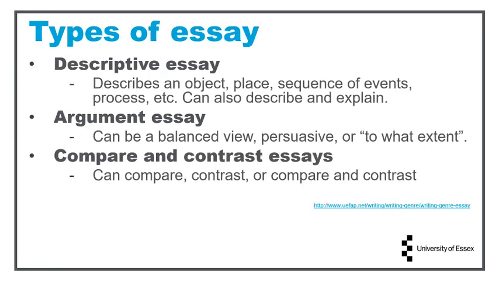Essays can be further divided into three main types based on the purpose of the writing. A descriptive essay is used to describe something. This could be an object, place, sequence of events, process, and more. Descriptive essays can also describe and explain. Argument essays are used to explore arguments. They can present balanced views, can be persuasive, or can represent arguments based on to what extent statements. Compare and contrast essays are used to compare, contrast, or a combination of both. All three types of essay need to have an overarching argument running throughout.